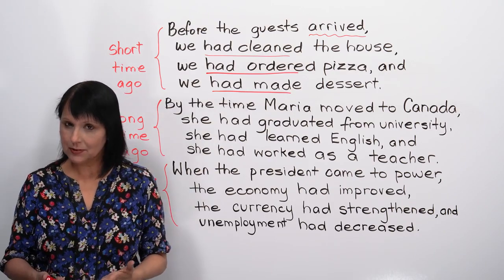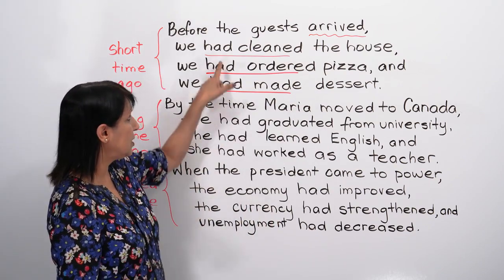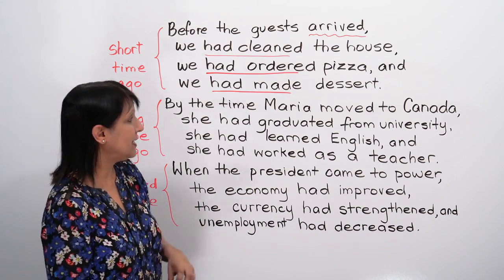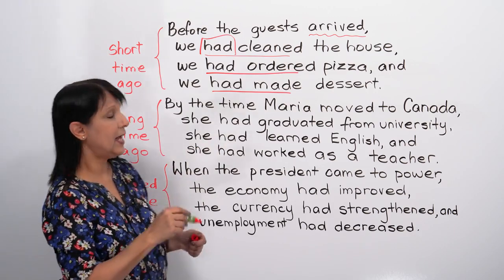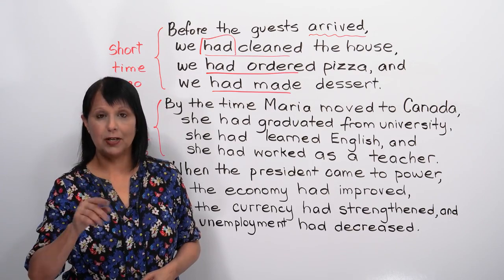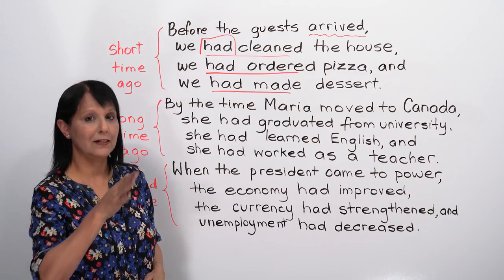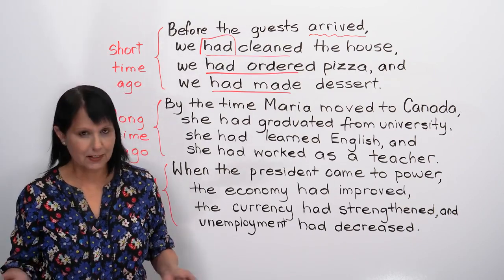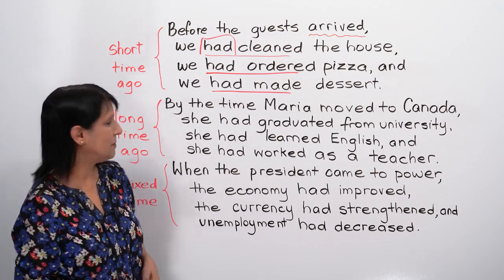But it is possible that in real life, when you're writing these sentences, you could just say the had once. So for example, you could say, we had cleaned the house, and this had is going to go for everything. We had cleaned the house, ordered pizza, and made dessert. But when you say that by putting the had first, it means we had cleaned, we had ordered, and we had made. Okay? But you can also write it as many times as you need to. It's not a problem.